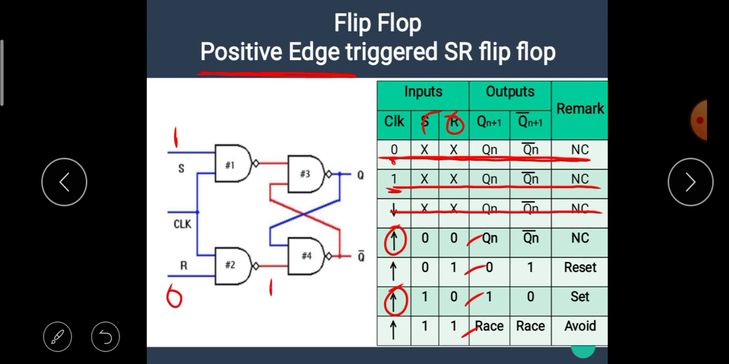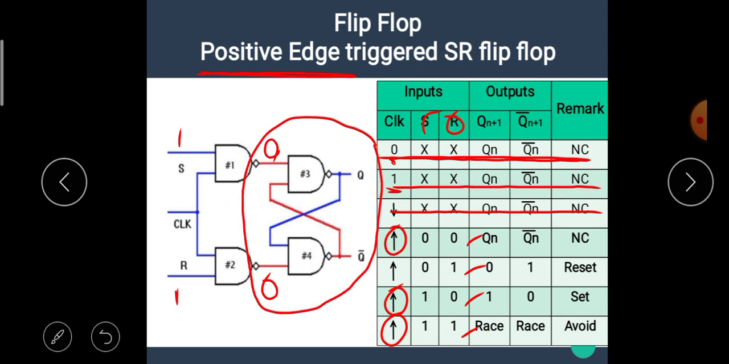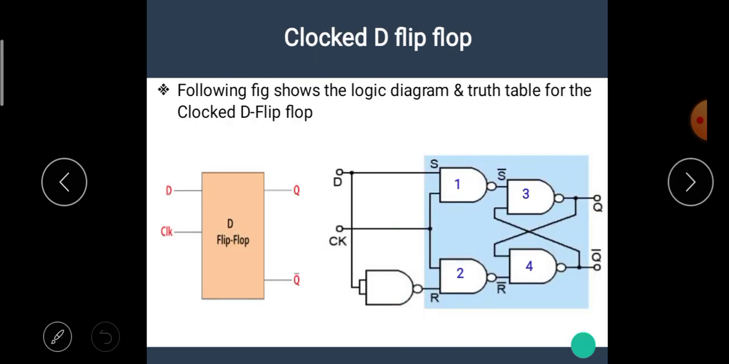At the arrival of the fourth rising edge, the SR combination becomes 1 and 1. When the 1 1 combination occurs, both NAND gates 1 and 2 have the value 0 0, and both the outputs are forced to become 1. This is called the race condition and it should be avoided. I hope now you all understand the truth table of the SR flip flop.